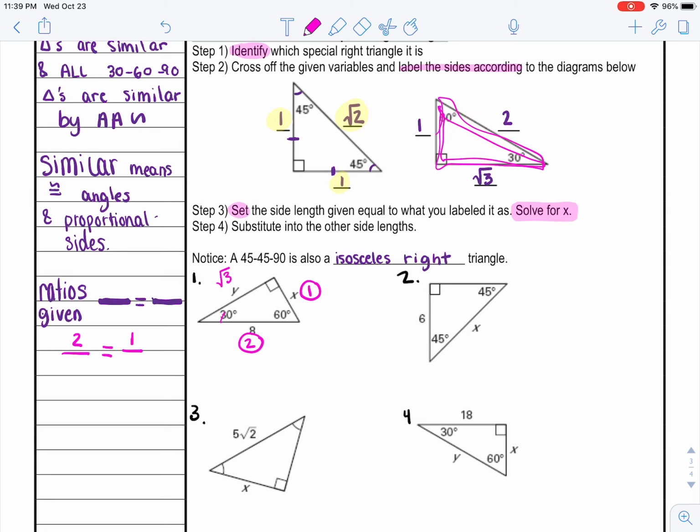And then I'm going to put the given values on bottom. Well, what value on our triangle goes with 2? Well, that would be 8. 8 over x. And then let's solve for x. 2x equals 8. Divide by 2. Divide by 2. And x equals 4.